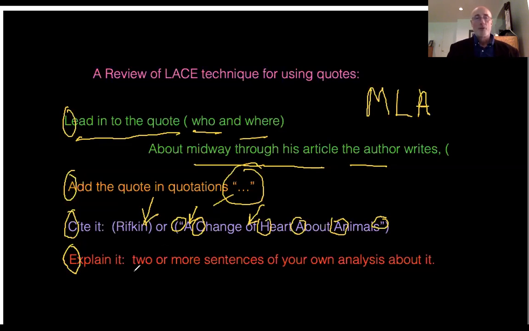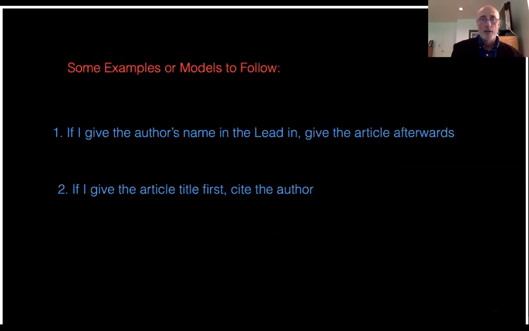And then afterwards, you've got to explain it. You've got to have a couple of sentences where you're giving your own analysis about it. This is really most of an essay, most of your paragraph really should be your thoughts and your ideas about the quotes. So make sure that you're not just giving a list of quotes strung together. They say that 80 to 90% of any essay should be a student's thoughts, not just somebody else's, okay?